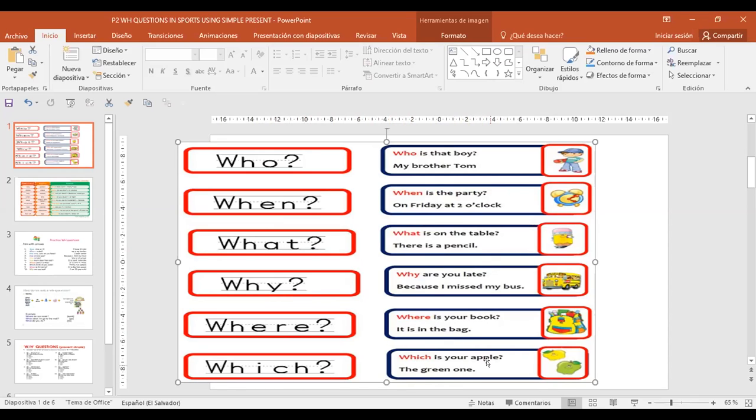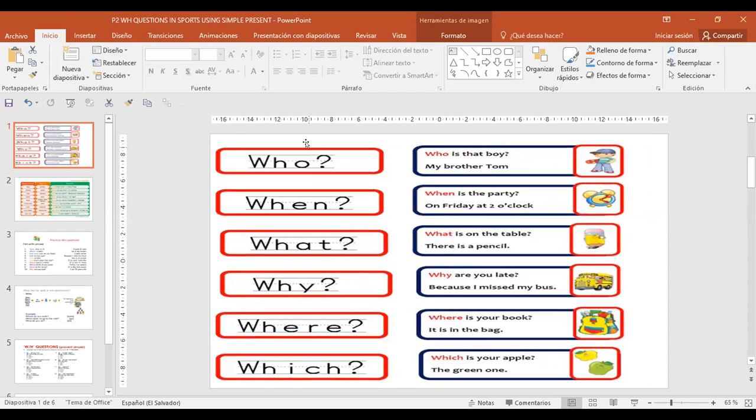Which? Which is your apple? Este which, the green one. Este which lo utilizamos cuando comparamos, ¿verdad? ¿Cuál de los dos? ¿O cuál en un grupo de cosas? ¿O cuál en una serie? ¿Verdad? When you see these WH words, it's because you don't have to answer only yes or no, or yes I do, no I don't. No, it's because you need to provide more information. Cuando tenemos las WH words, necesariamente tenemos que proveer más información. No podemos limitarnos solo a decir sí o no, ¿verdad? Sino que tenemos que proveer más información.